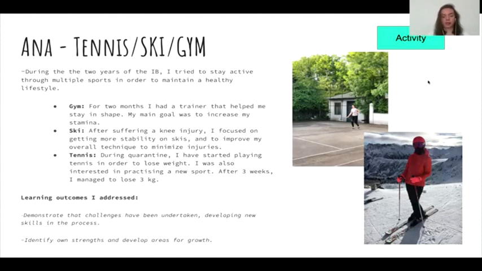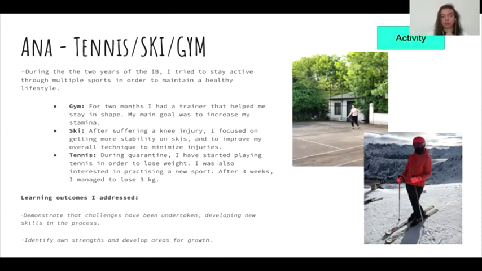With ski, I suffered a knee injury, and I went skiing usually every weekend in order to push my limits and be able to go down the more difficult slopes without feeling scared that something might happen to my knee. So that was quite big for me.